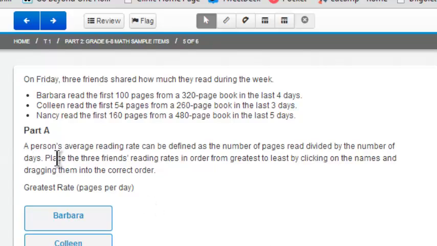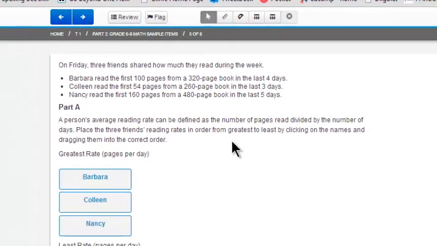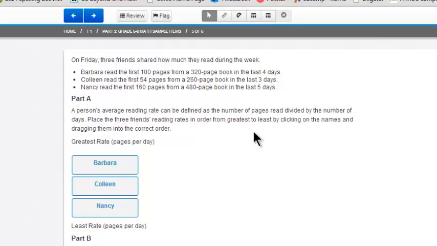Part A says, a person's average reading rate can be defined as the number of pages read divided by the number of days. Place the 3 friends' reading rates in order from greatest to least by clicking on the names and dragging them into the correct order.